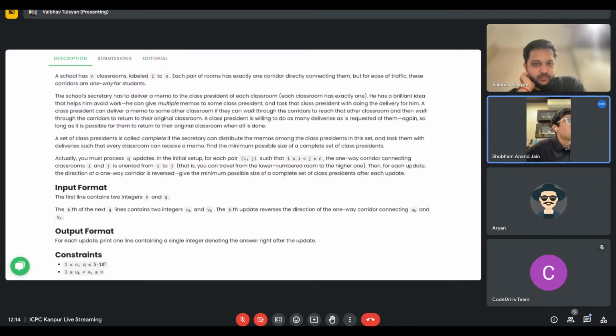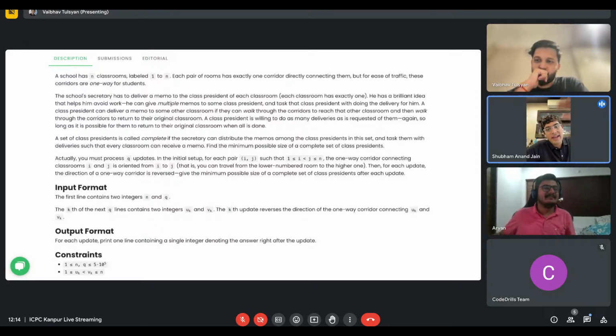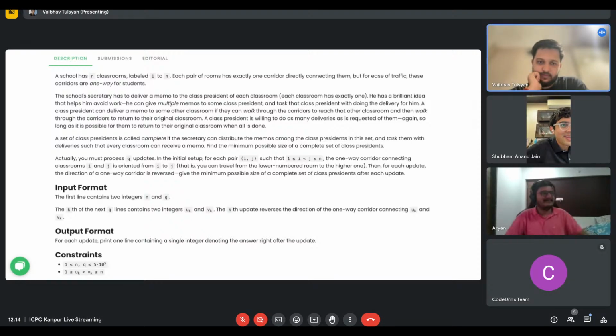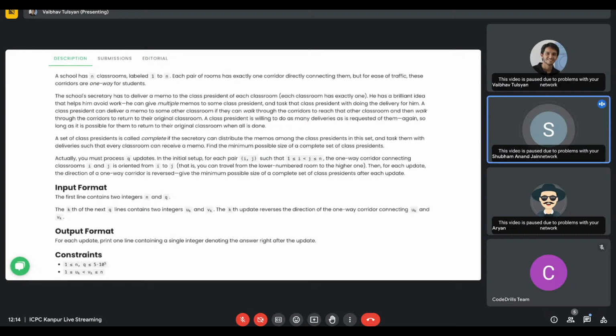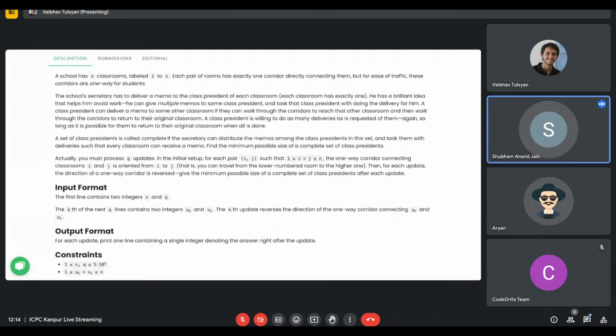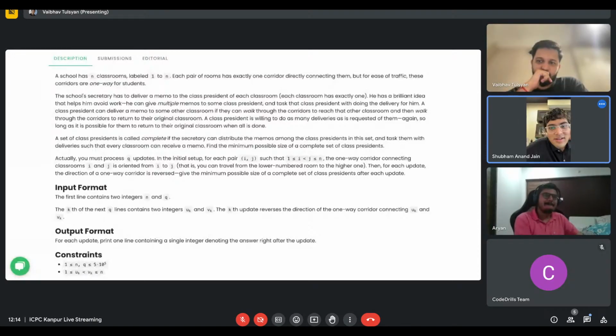Right. So in the tournament, correctly. It's a tournament graph, and then you just need one secretary in each level of the tournament, basically. Actually, you must process queue updates in the initial setup for each pair ij. The corridor between i and j is oriented from i to j. Okay, so what it's telling you is that you are flipping everything, oriented from small to big. You are flipping initially, yes. I see.